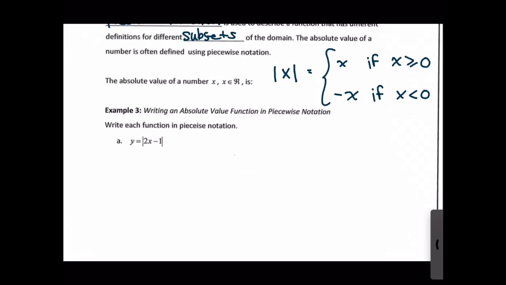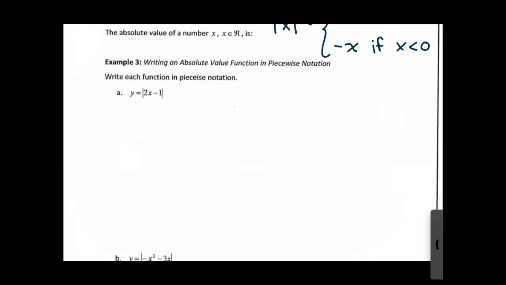So for example 3a, I'm going to write out the piecewise notation for this type of graph. This is very similar to what we just saw. What I would do first is graph my 2x minus 1. Remember, what I did was graph this originally. So how would I graph 2x minus 1?